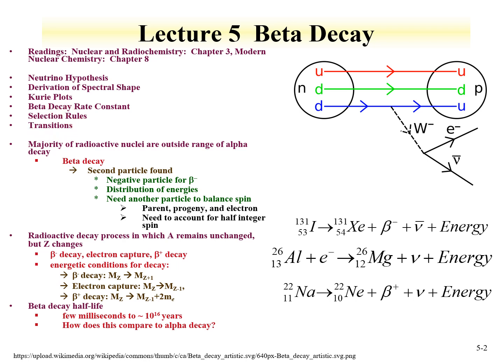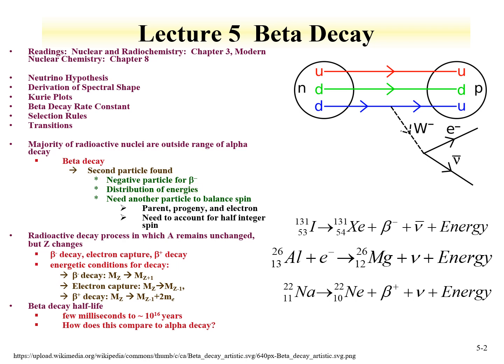The majority of radioactive nuclei are outside the range of alpha decay. Beta decay is a dominant form of decay for radioactive isotopes. It was the second particle that was found after alpha decay, hence beta. It's a negative particle. It has a distribution of energies. Unlike alpha, where you would see peaks, beta decay energies would be a distribution.